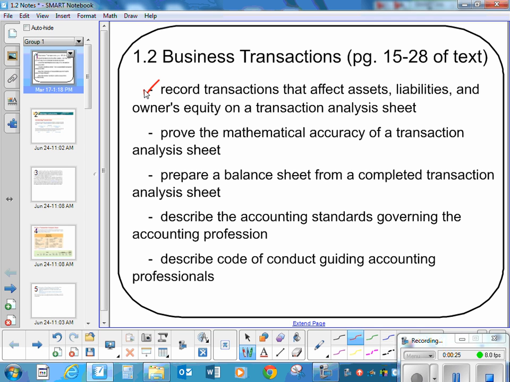And of course, every time something happens in our business, it's going to affect our assets, our liabilities, and our owner's equity. We want to make sure that we still have mathematical accuracy, and we're going to be using a transaction analysis sheet to help us keep track of our transactions and at the end be able to figure out if we are in balance. We also need to talk about accounting standards and code of conduct of accounting professionals.